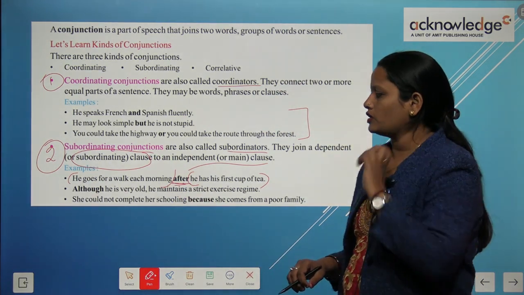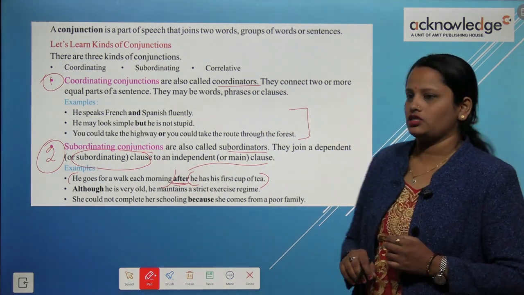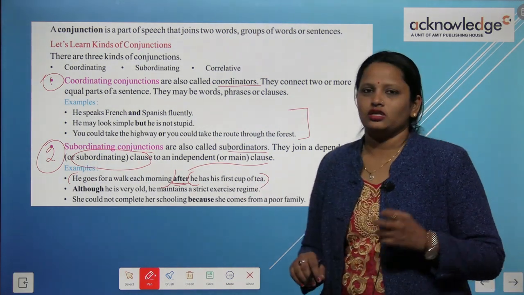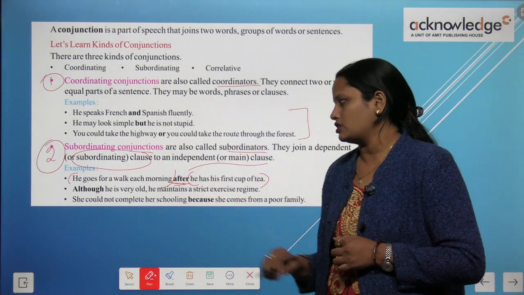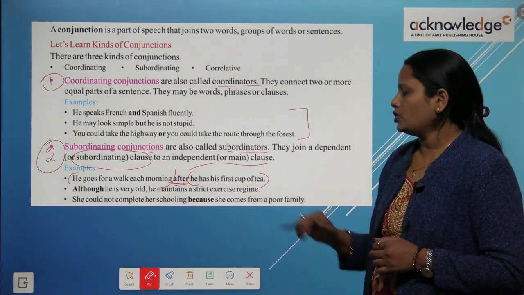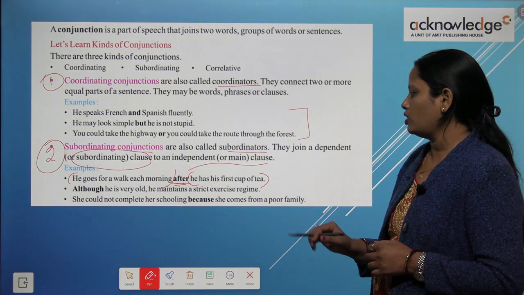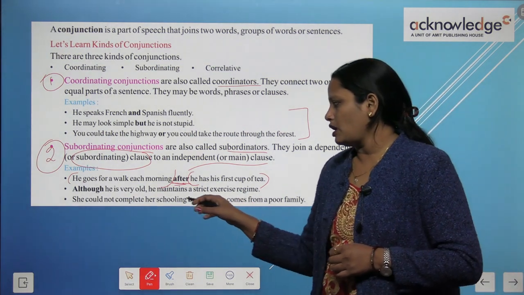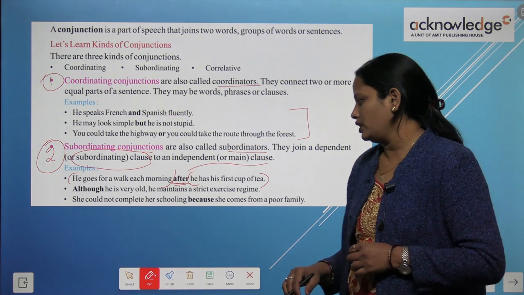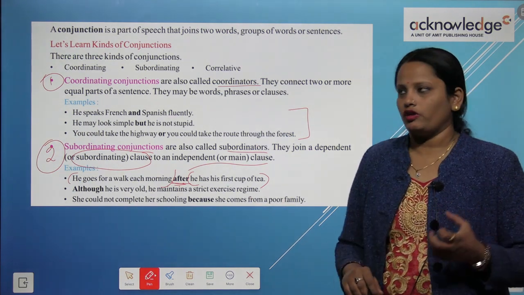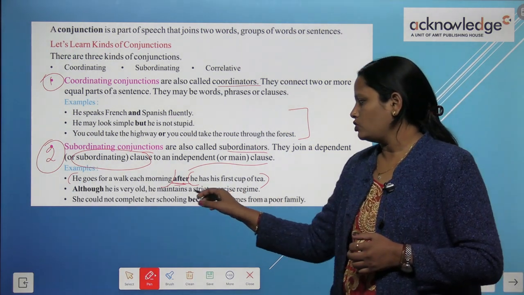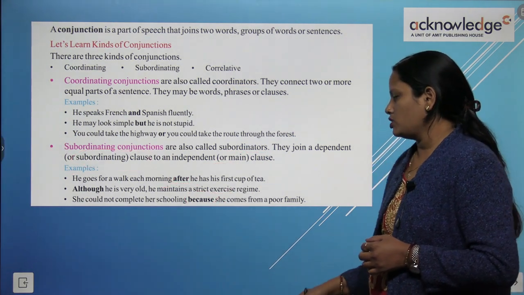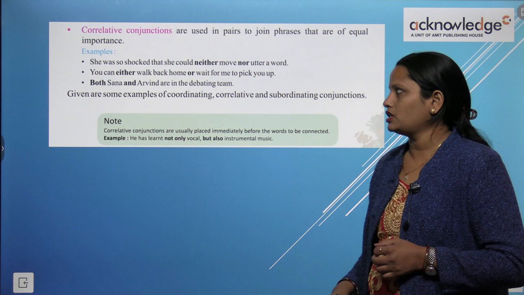Next is: Although he is very old, he maintains a strict exercise regime. Here although is the subordinating conjunction. She could not complete her schooling because she comes from a poor family. Here we have she could not complete her schooling, and she comes from a poor family. To join these two we used because. So because is the subordinating conjunction.